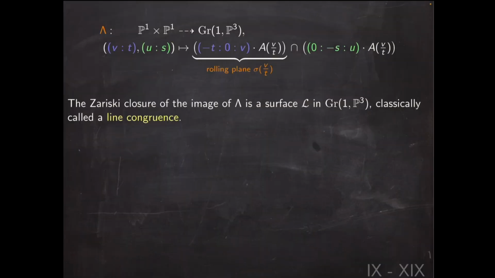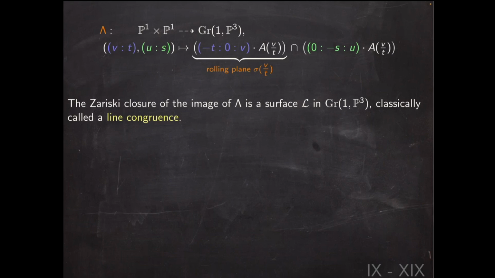So now let us understand the image of this map lambda. It maps P1 times P1 into the Grassmannian. So we expect the image of this map to be a surface in the Grassmannian. And in the old literature from Kummer times, these are called line congruences.